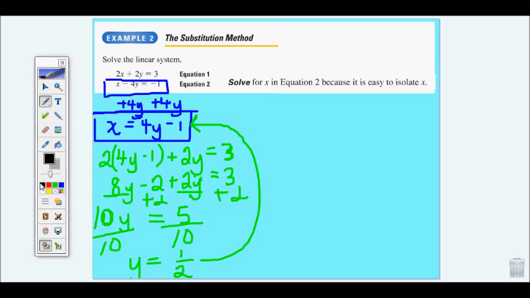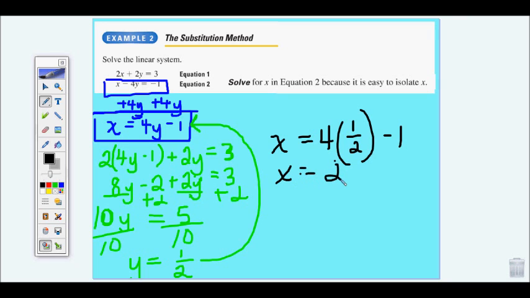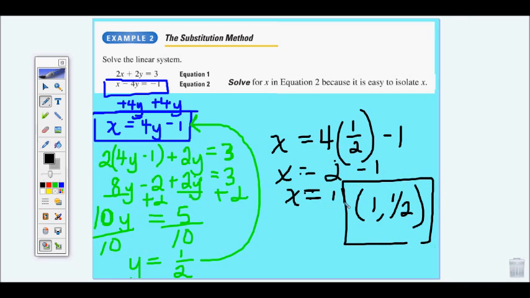I want to find out what x equals. Well, x equals 4 times my y, which is 1/2, minus 1. So 4 times 1/2 would be 2. So x equals 2 minus 1. So x equals 1. So my coordinate point would be 1 for the x and 1/2 for y. And this is my solution for my linear system.